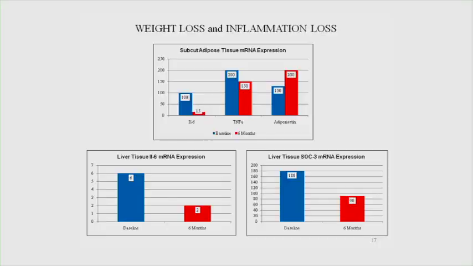What happens if we lose weight? If we look at subcutaneous fat tissue, we see with weight loss, IL-6 falls, TNF-alpha falls, and adiponectin, which is another adipokine released by fat cells, actually it's a good guy, it goes up. If we look at liver tissue, we see a reduction in interleukin-6 and a reduction in suppressor of cytokine signaling 3. So with weight loss in the serum, in the fat, and in the liver, you accrue anti-inflammatory benefits.